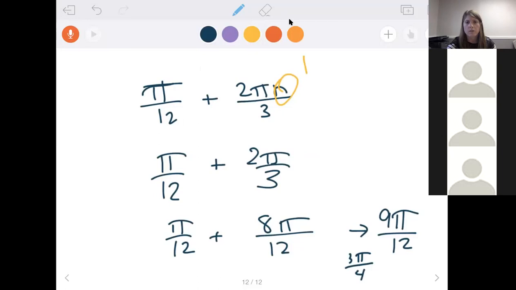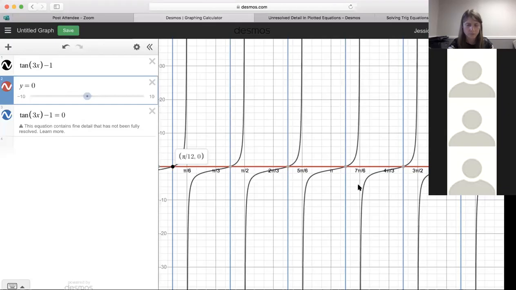Let's look. If it's not, we need to rethink this rotation idea and make sure we're not doing it in the wrong way. We also need to be a little bit careful because we have this issue on this other one. But let's see. So 3 pi over 4.